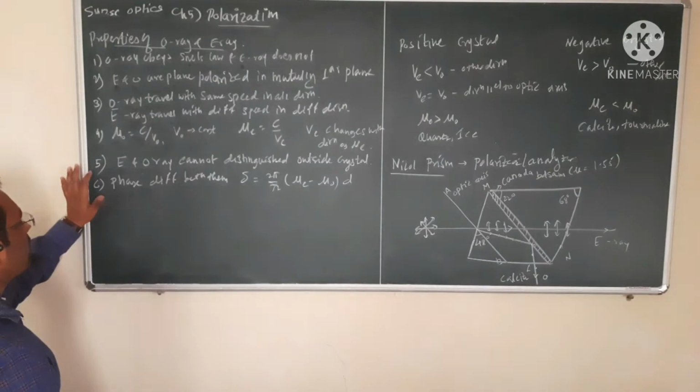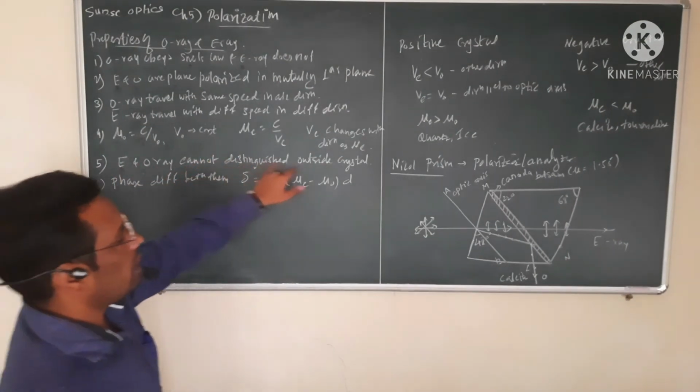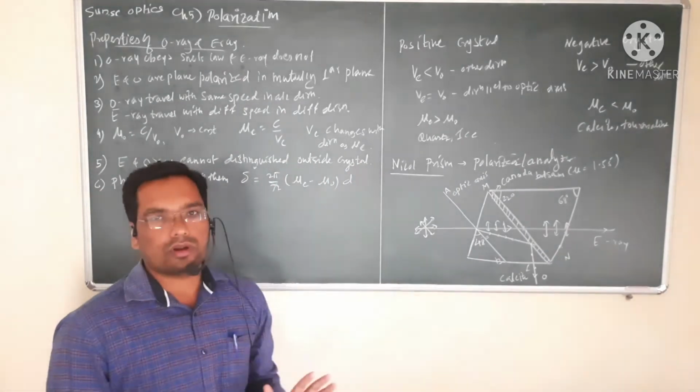Then the fifth property: ordinary and extraordinary rays cannot be distinguished outside the crystal. So this is a very important point.